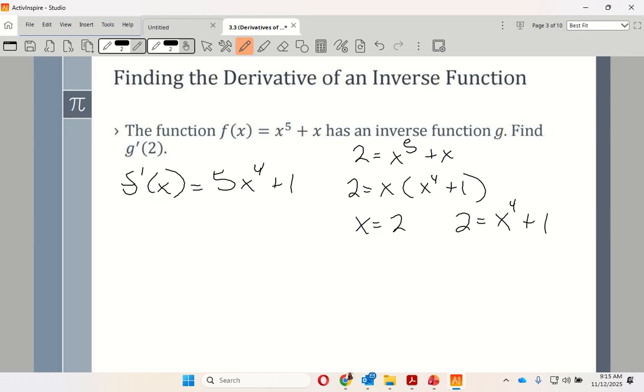Okay, so what do we do with this right here? Because I could set each one equal to 2, and then subtract 1. So the 4th root of 1 is equal to x. What is the 4th root of 1? Can I test to see if that works? Yeah, let's test to see if it works. So we could say x equals 2.